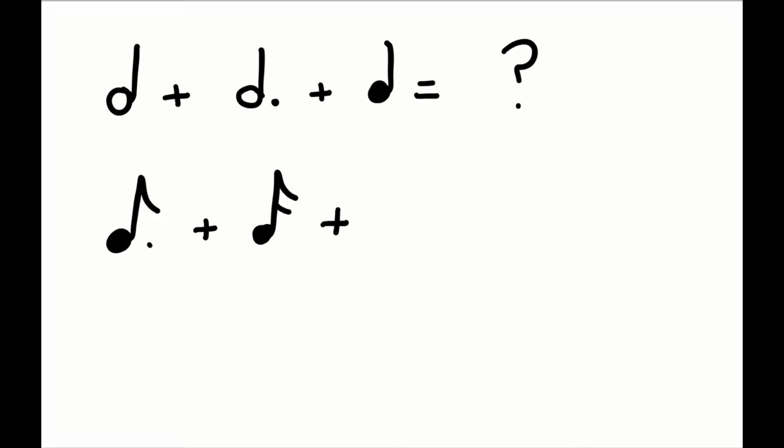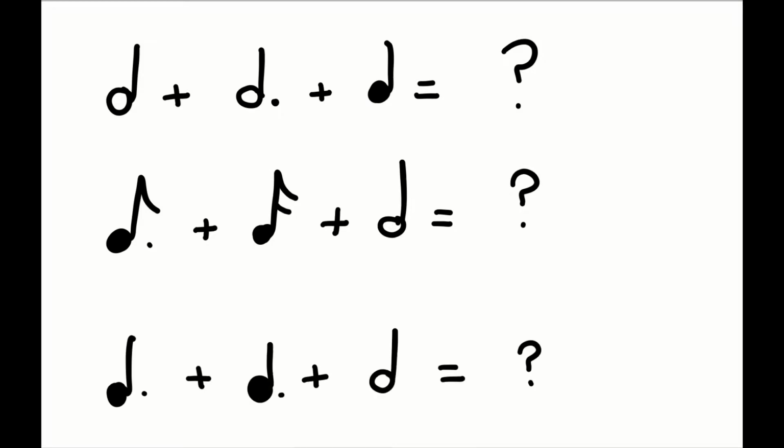Let's see if we can work some of these out. So we've got a minim plus a dotted minim plus a crotchet, a dotted quaver plus a semiquaver plus a minim, a dotted crotchet, and a minim.